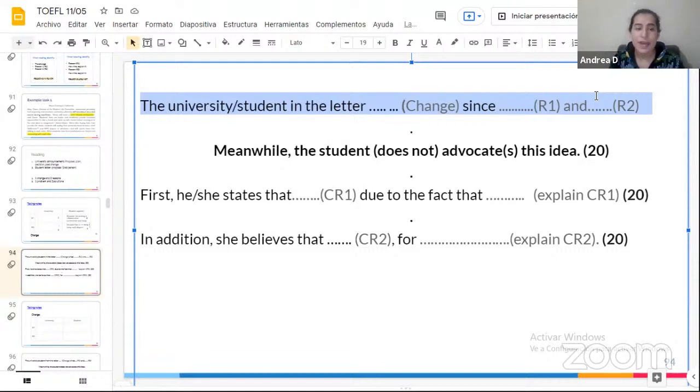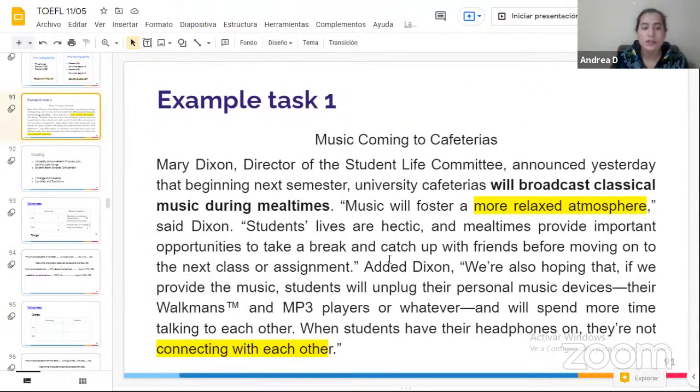So at the beginning, as fast and as brief as you can, you're going to summarize the whole reading part. You're going to tell me something like, the university plans to broadcast classical music in the cafeterias in order to create a more relaxed atmosphere and help students connect with each other. So that's it. Even if it's a complex or a compound sentence, it's just one. I'm using connectors like and or because they want a more relaxed atmosphere, or since they want a more relaxed atmosphere, or in order to, but it's just one sentence. I'm not going to get past that.